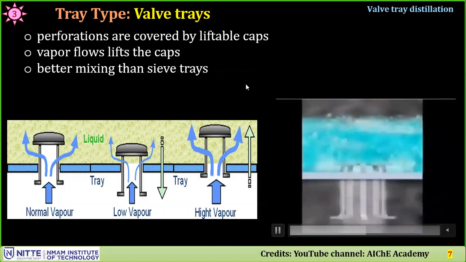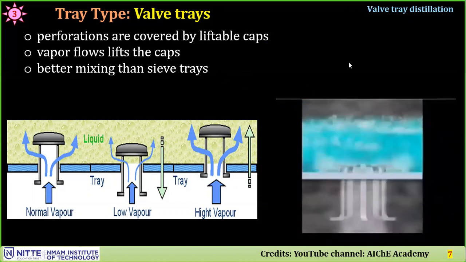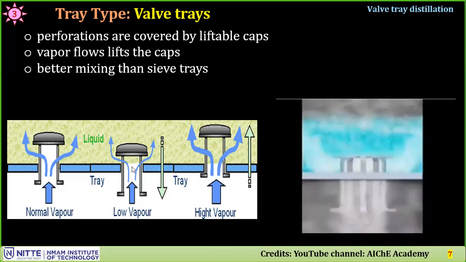So in this case, this has got a mixing pattern better than the sieve plates. That's the advantage of it. Vapor flow lifts the cap. So caps move, weir caps move.